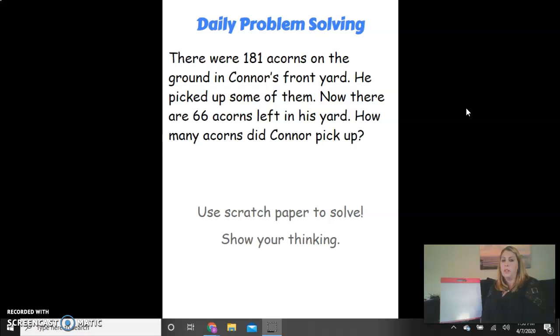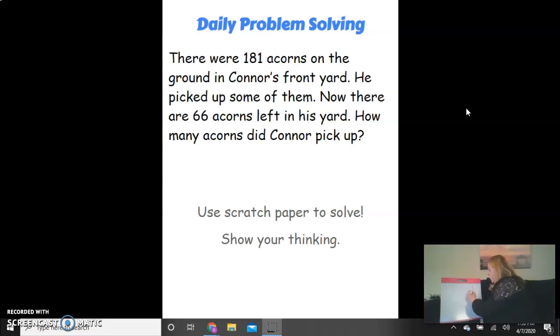So the problem tells us that there were 181 on the ground to start. He started picking some up, and when we look at the ground, there are 66 left on the ground. So they want to know how much is what Connor picked up. What did he collect? How many of those acorns? So we're going to use the numbers 181 and the number 66 to solve the problem. And we're going to do subtraction.